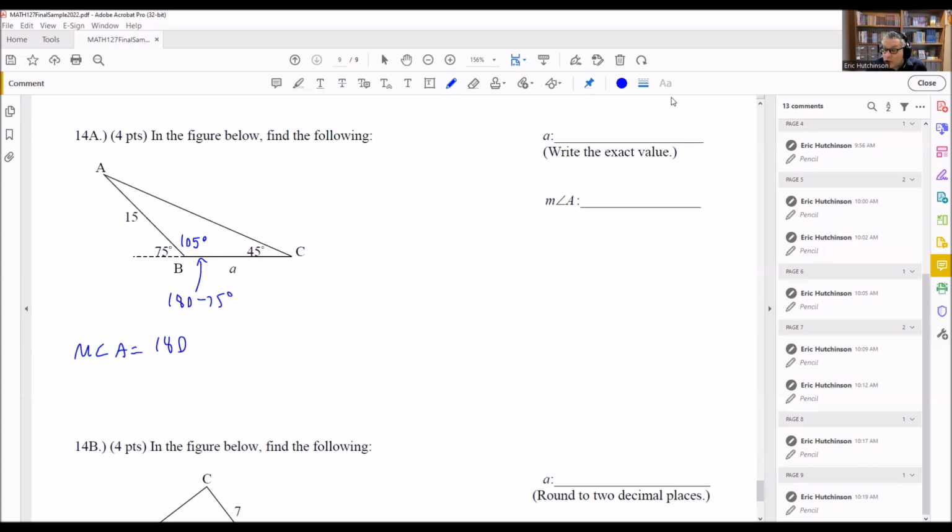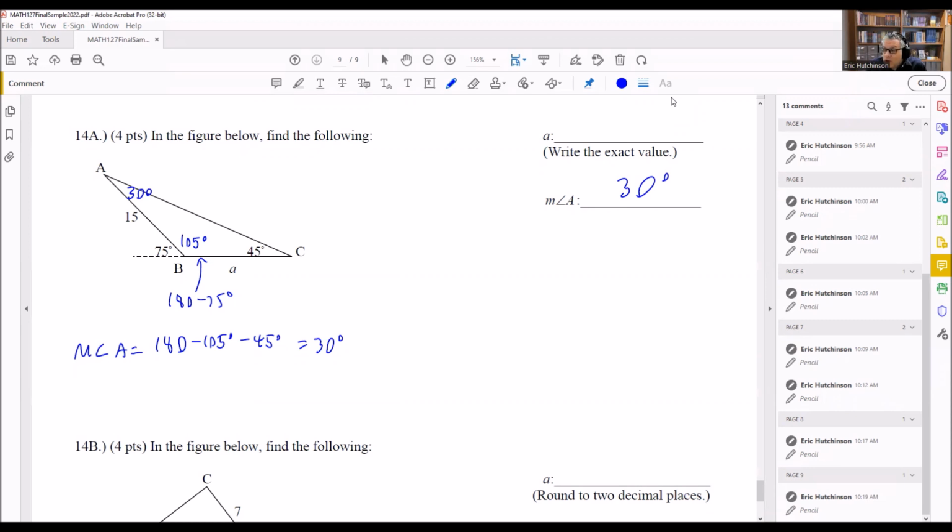So I'm going to do 180, I'm going to subtract 105 and subtract 45 from it. And by doing that, we end up with 30 degrees left over here. So now we've just found that the measurement of that is going to be 30 degrees. All right. So now if I add 30, 105, and 45, that all adds up to 180 degrees. All right. So that's the first part of it.